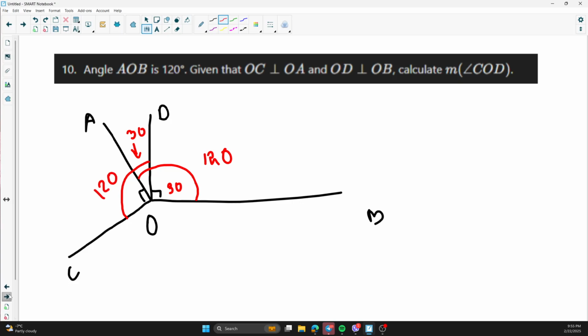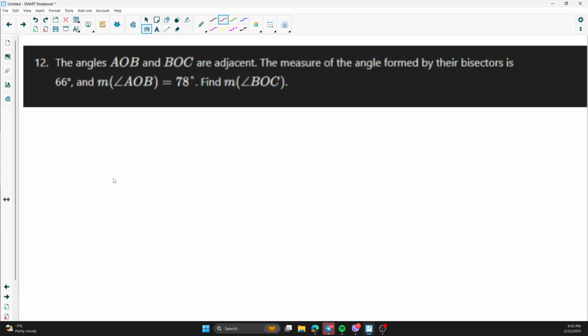Yeah, you're right. Let's try this one. I guess this is the last one. Yeah, that's the last one. Angles AOB and BOC are adjacent. The measure of the angle formed by their bisectors is 66 degrees, and measurement AOB equals 78. Find measurement BOC.